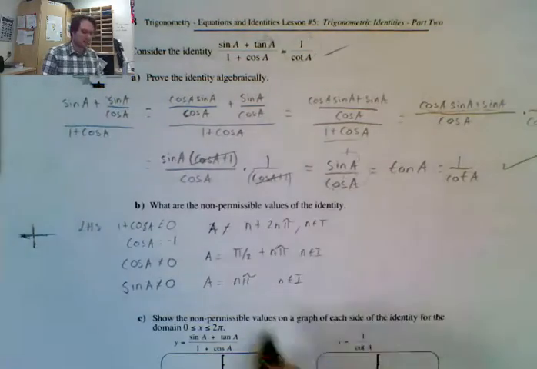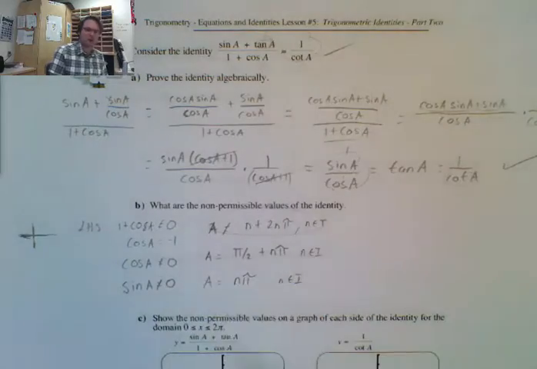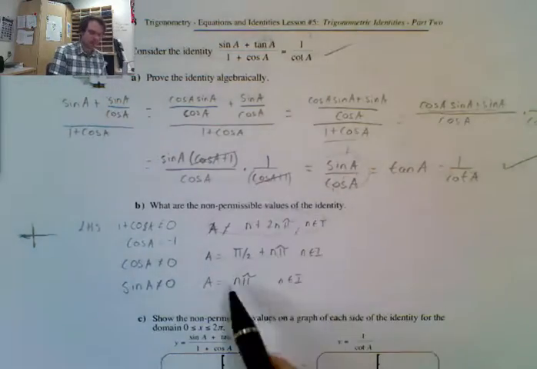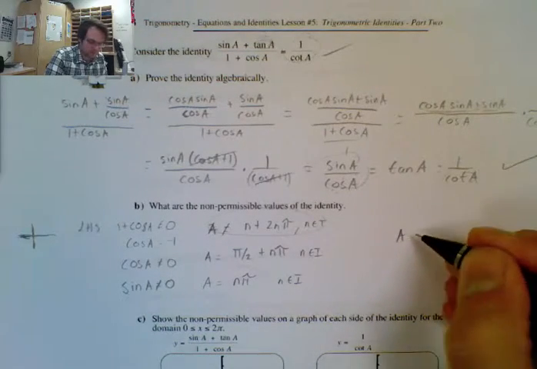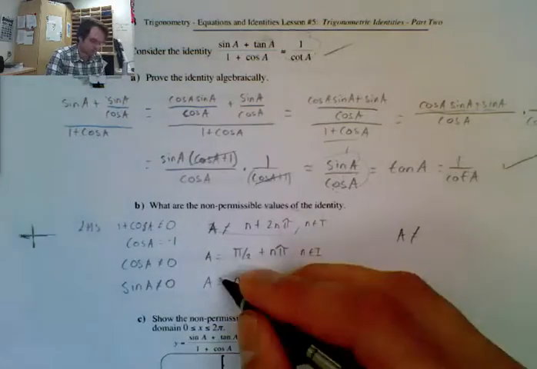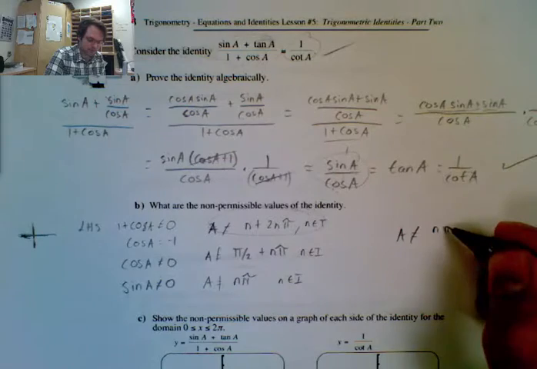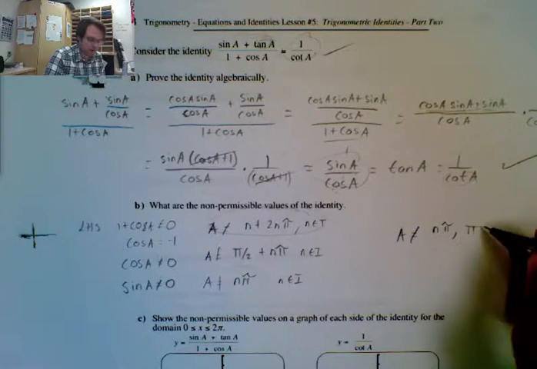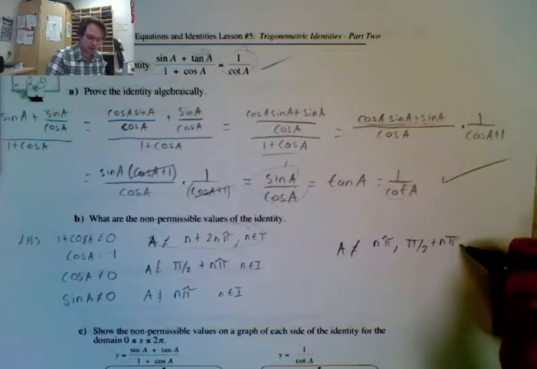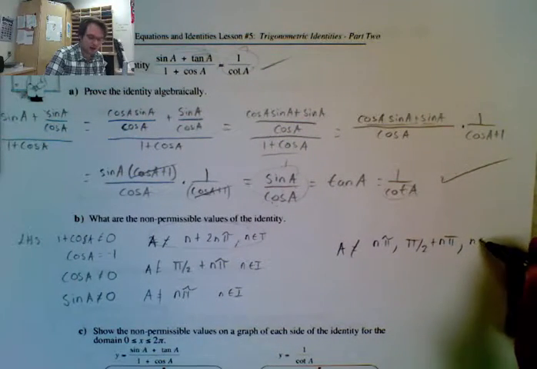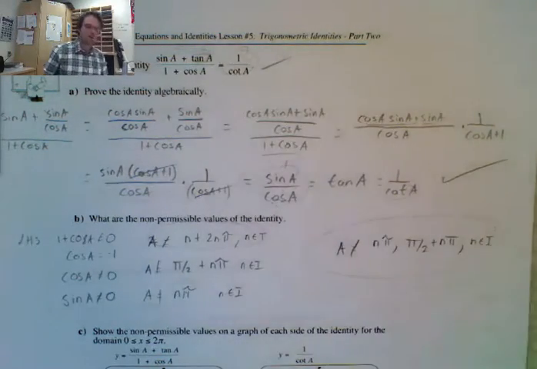Now, if I combine these together, all of these ones here are in this one as well. This is kind of a subset of that. So my answer is now A cannot equal n pi and pi over 2 plus n pi, and that's when n is an element of integers. So these are all of my answers for these here.